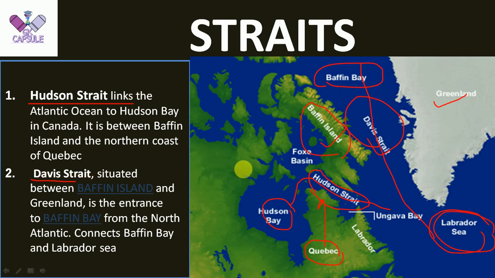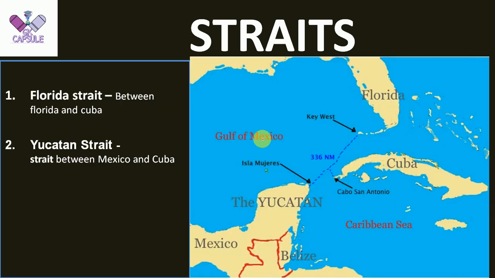Now let's move towards the southern region of Northern America. So this is known as the Gulf of Mexico. This is the Atlantic Ocean, and this is the Caribbean Sea. So this is Florida, this is Cuba, and the narrow passage that is connecting the Gulf of Mexico with the Atlantic Ocean is called the Florida Strait, and it is between Florida and Cuba.